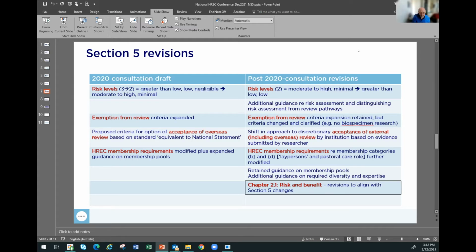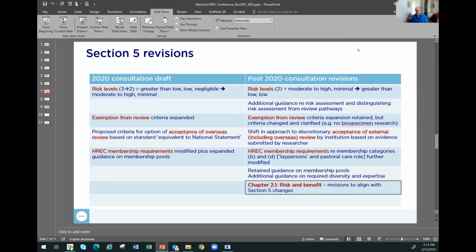And we thought the other thing that we needed to add was some more language, some more guidance around the need for both risk assessment and review pathways, and that these are two separate processes, and it may involve different people doing them. So that, for example, you might have a risk assessment done by one person or set of people within an institution, and then the actual review of a low risk research project would be done by a separate group, or you could combine the two processes.